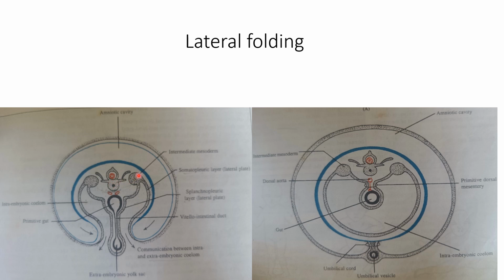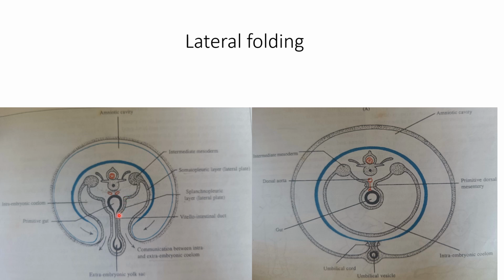Then you have intermediate mesoderm, which gives rise to the kidneys and sex gonads. And then we have the lateral plate mesoderm. So intraembryonic coelom develops in the lateral plate mesoderm. So this is the splanchnopleuric layer of the lateral plate, and this is the somatopleuric layer. So the inner aspect of the body wall is covered by the somatopleuric layer. It gives rise to the parietal layer of all the three serous membranes, pleura, pericardium and peritoneum. So the parietal layer is formed by the somatopleuric layer. Splanchnopleuric layer will form the visceral layer of all the three serous membranes.